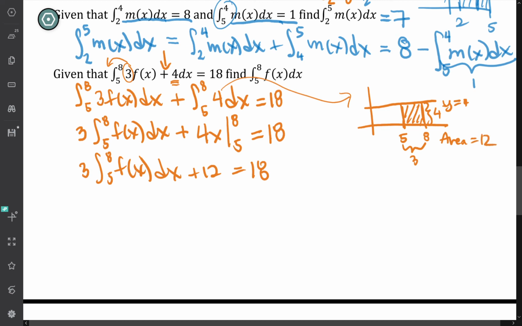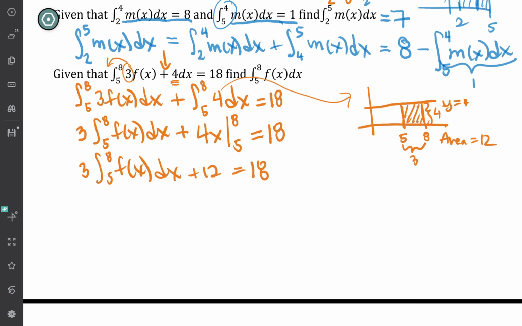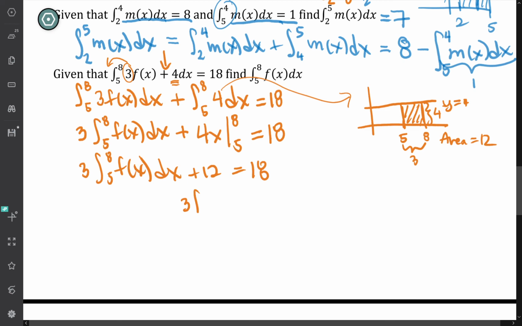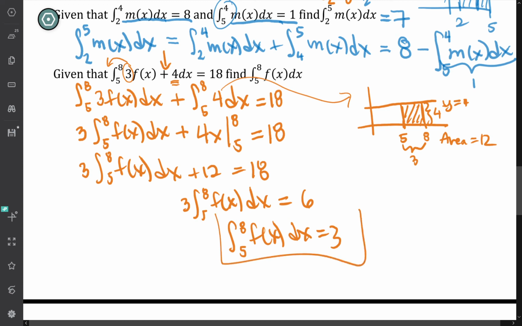As far as answering my question goes, this now becomes an equation I can solve. So I can subtract 12 from both sides, and I'm going to get 6. And then I can divide both sides by 3. And that's my answer to the question.